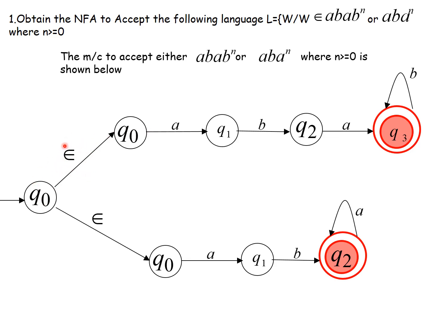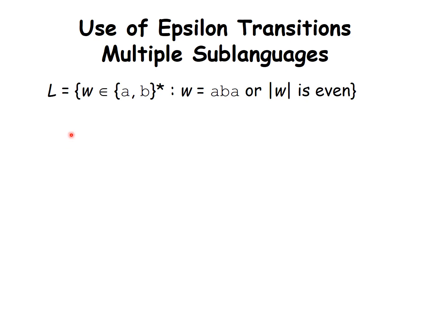This is not possible in a DFA. This is possible only in an NFA. So that is more significant. An NFA is very easy to construct as compared to a DFA. So we'll see some more examples. Here all of this is important. You can see these examples in many exams. They may ask like this. There are two cases like this. The example is about the use of epsilon transitions and multiple sublanguages.